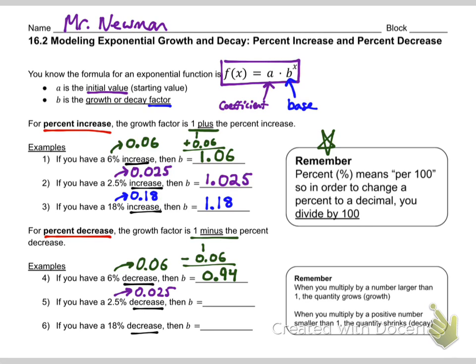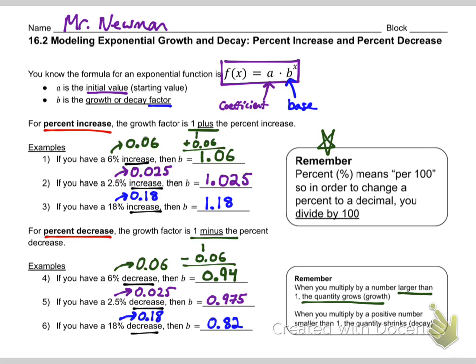2.5% decrease is 0.025. So subtract 1 minus 0.025 is 0.975. And the factor for an 18% decrease is 1 minus 0.18, which is 0.82.